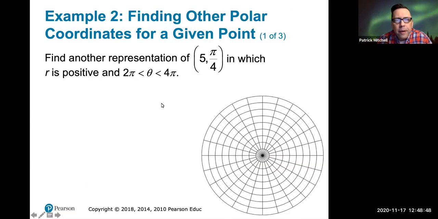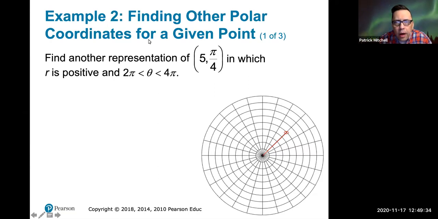All right, so different kind of problem. Let's find another representation of 5, pi over 4 in which r is positive, but theta is between 2 pi and 4 pi. So it might be helpful first to picture where that point is. So we have a regular positive angle, pi over 4, so that's right along here. So we're going to start at the pole and we're going to go out 1, 2, 3, 4, 5 units. So that would be this point right here.